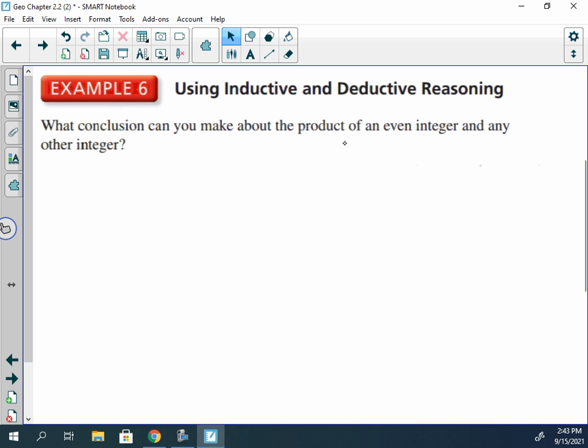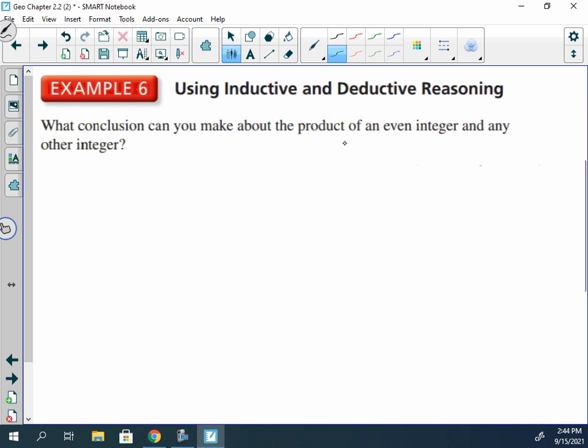Now this next problem here, you probably noticed that the problem on top of your note sheets and in the middle are the exact same thing. We're going to look at this in two different ways. We're going to look once at looking at this in an inductive way, and then we're going to look at it in a deductive way. So if we look at this using induction, well, induction is using examples, trying to show a pattern exists. Because if I can show a pattern, then I can make a statement. What conclusion can you make about the product of an even integer and any other integer?